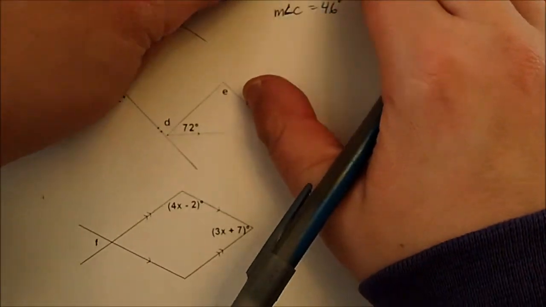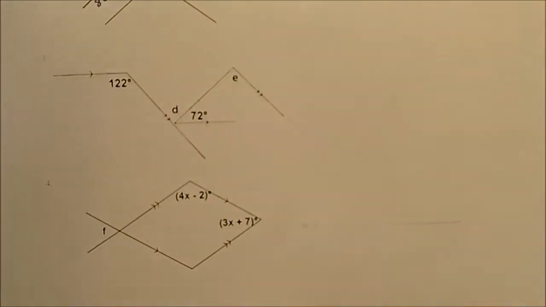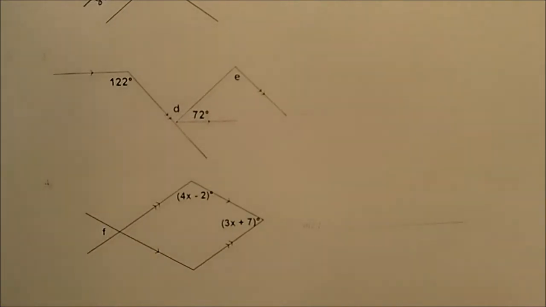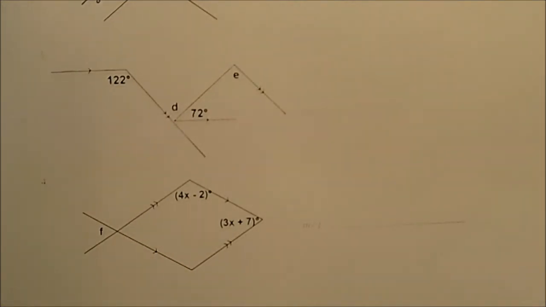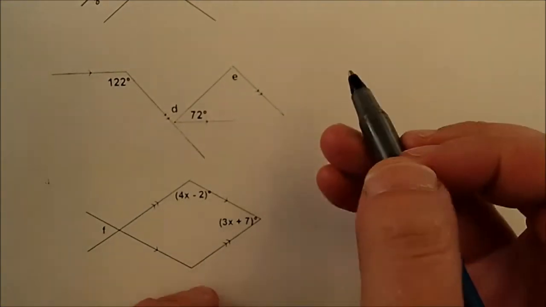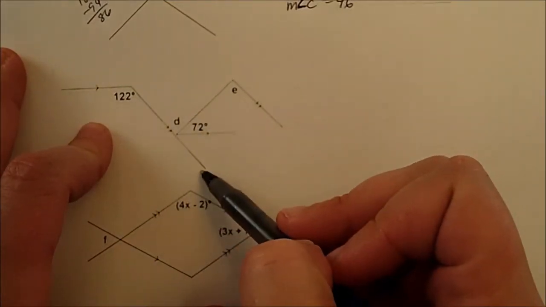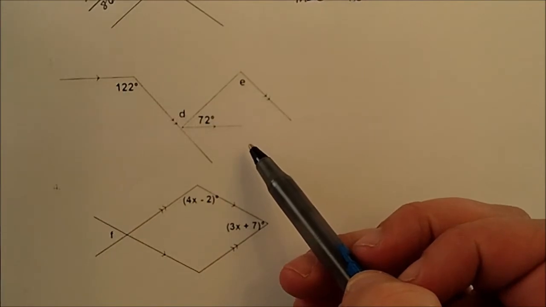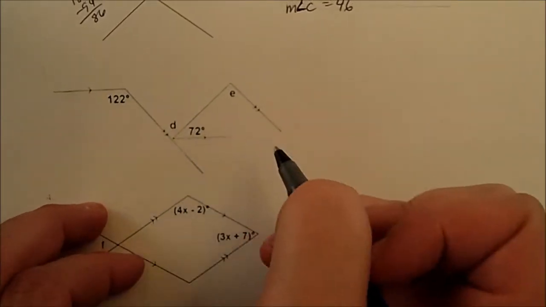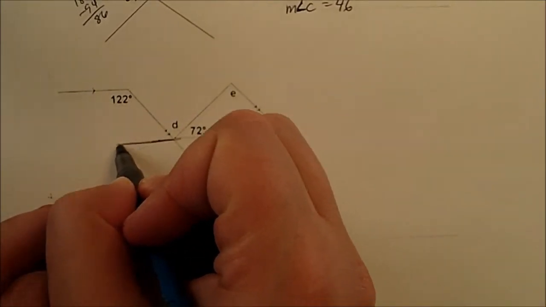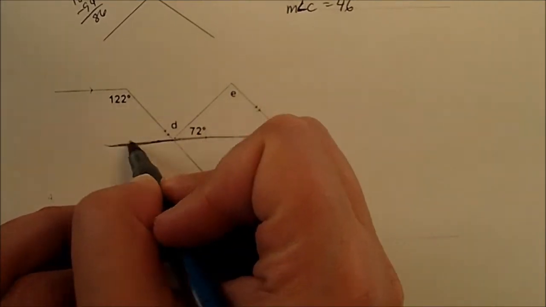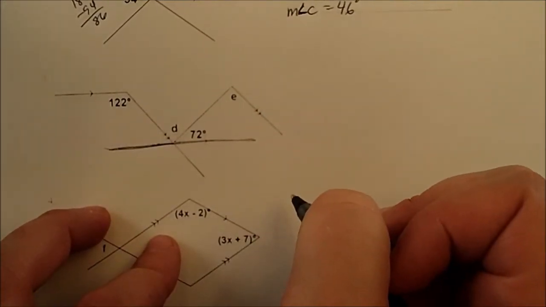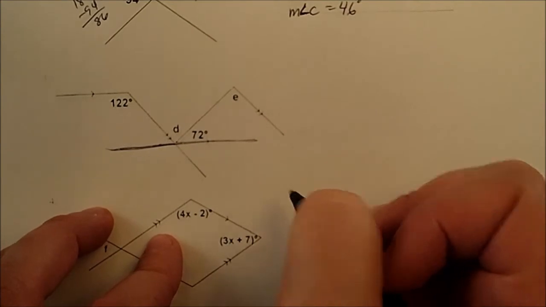Fold this paper here. So let's move on to number 3. Taking a look at number 3, we've got parallel lines here, and we've got parallel lines here. So we're going to start out looking at our parallel lines that are sort of horizontal to what we're thinking of as the bottom.